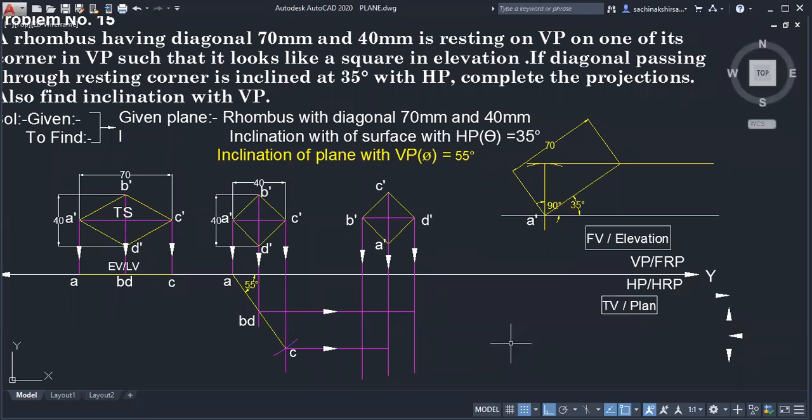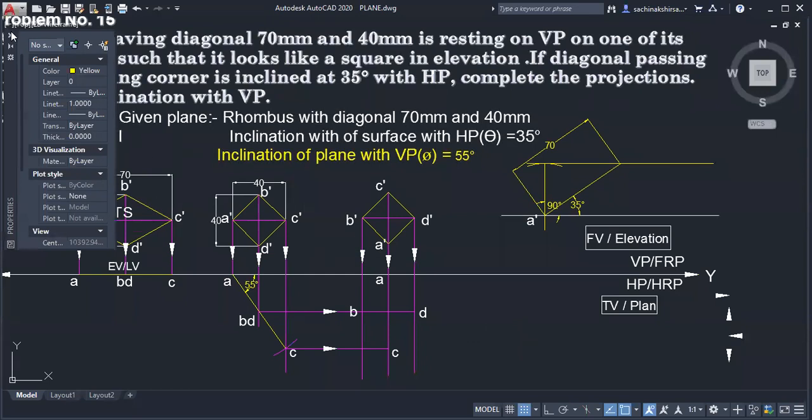Shall I look at the points now? Where will point A come? On XY. Where will point C come? At the middle. Are the points coming something like this? Yes, sir. Shall I join the points? Yes, sir.